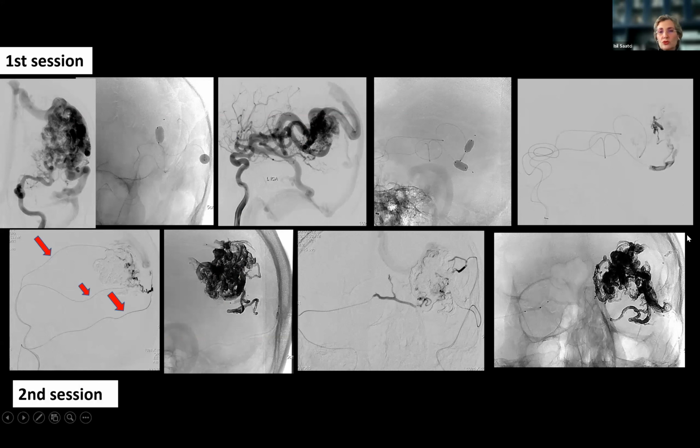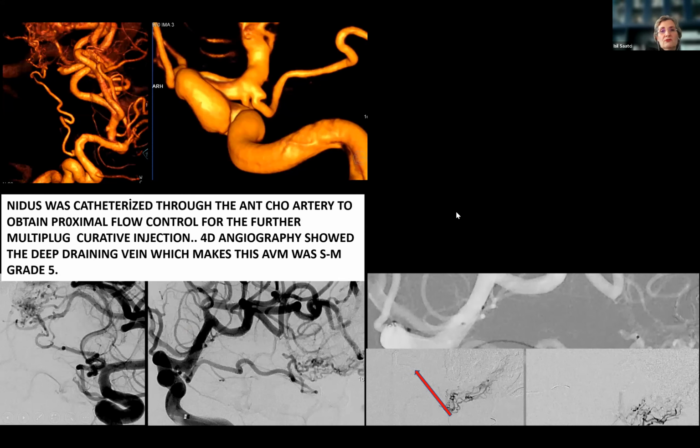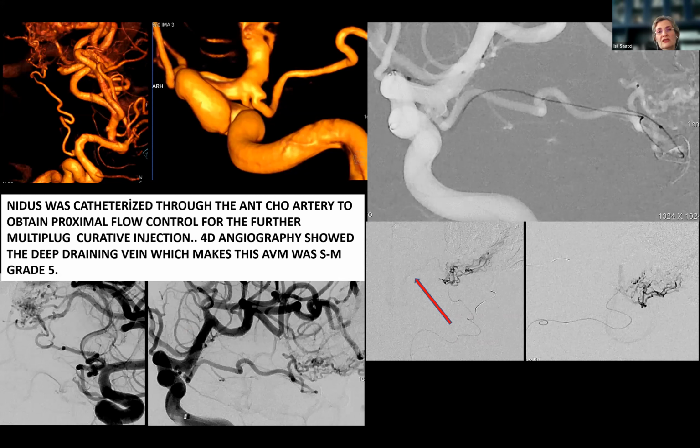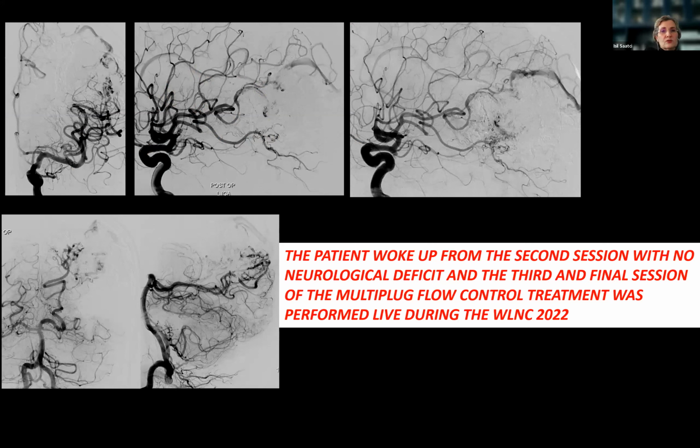Second session, the dural component, and also the anterior choroidal, which, as I told in the previous example, it is important to prevent any inadvertent occlusion of anterior choroidal proximally. So we went all the way distally and injected from here to control the flow, and also occlude some part of the nidus from here too. And this was after 2 sessions, remaining very little, but of course this is not good enough.